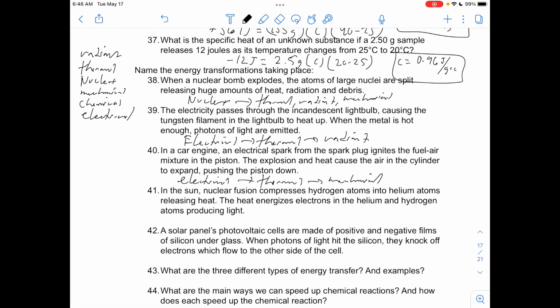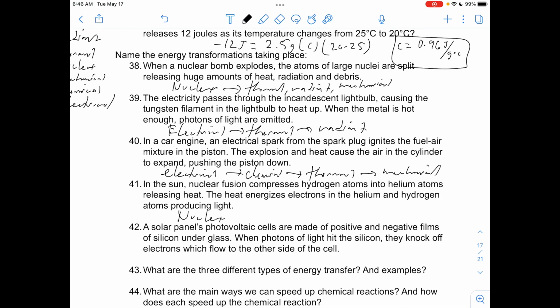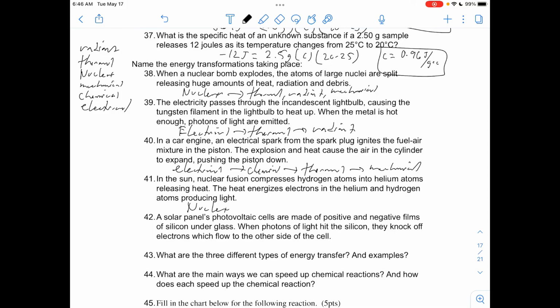And actually I missed one, so be careful. Whenever you have fire, that's actually going to be chemical. So chemical is whenever there's a fire or an ignition. In the sun, we have nuclear fusion, so obviously that's nuclear. It compresses hydrogen atoms into helium, releasing heat, so that's thermal. The heat energizes electrons, so that's electrical. And that produces light, so radiant.